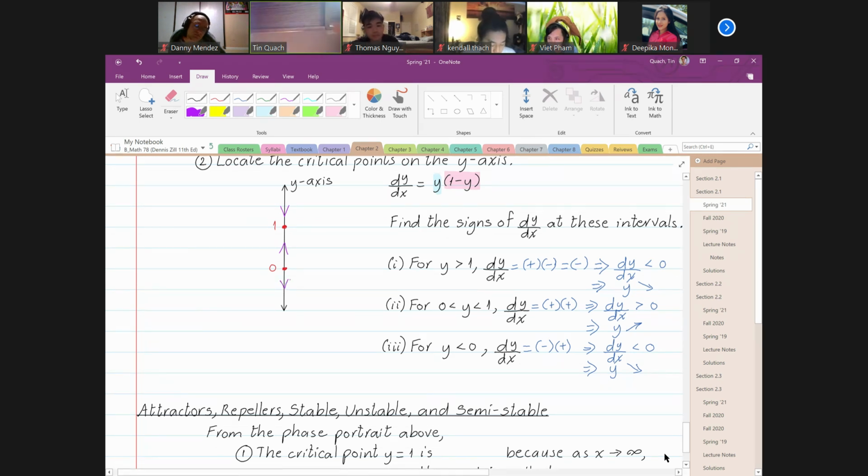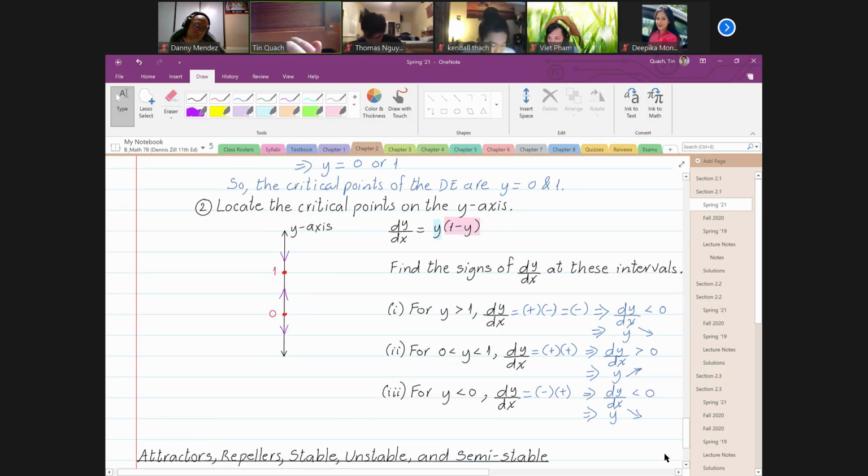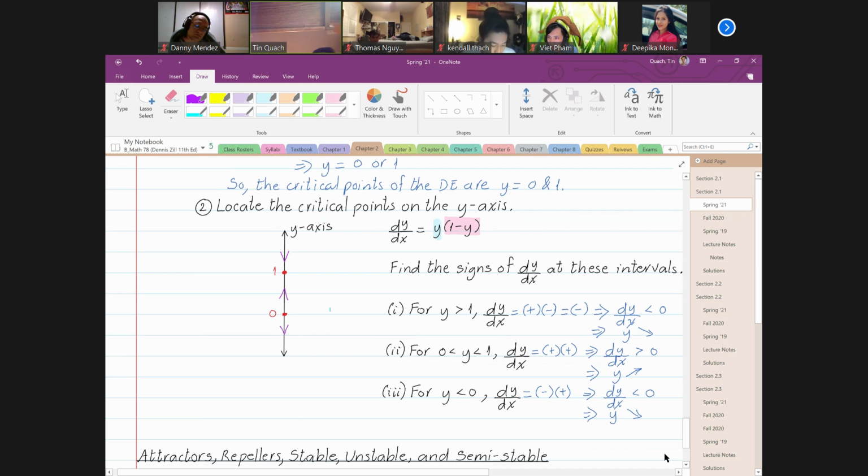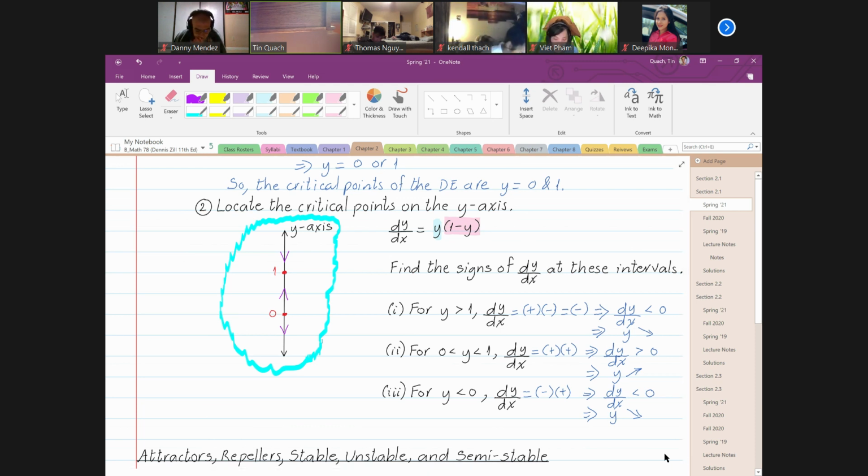All right, so after you get all of that done, this is what you have. I'm going to use this color right here, that one right there, everything there. We call it a phase portrait of the differential equation. So basically, a phase portrait is something that tells you about the dependent variable y.